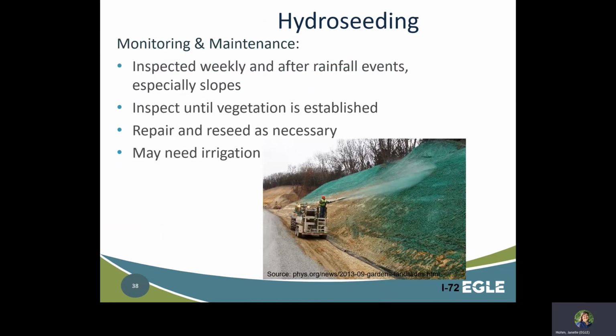After hydroseeding has occurred, regular inspections are needed. Pay particular attention to hydromulched slopes. Look for damage from wind, water, or human activities. Repairs should be done immediately.